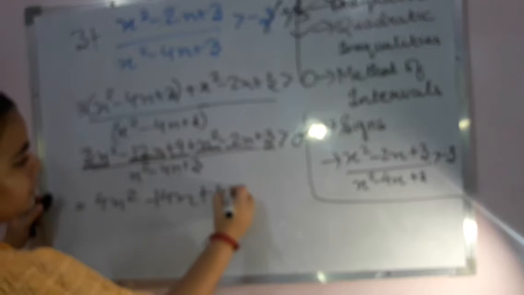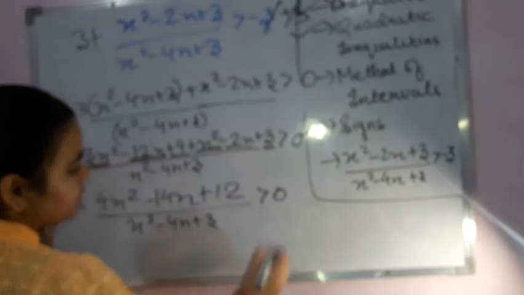Now let us first solve this part. That is 3x square and x square is there. That means it makes it 4x square. Along with it we have minus 12x, and over here minus 2x. That makes it minus 14x, and plus 9 and plus 3 makes it plus 12 upon x square minus 4x plus 3 is greater than 0.